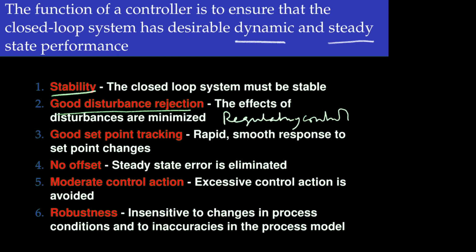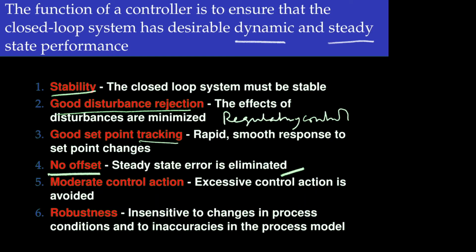The third criteria is good set point tracking. The set point tracking should be rapid, smooth, and there should be no offset. So this is the tracking performance of the controller. Although this tracking performance and number 3 and number 4 belong to the same category, this is especially highlighted simply because the steady state offset should be eliminated. That's one of the criteria for designing a controller.